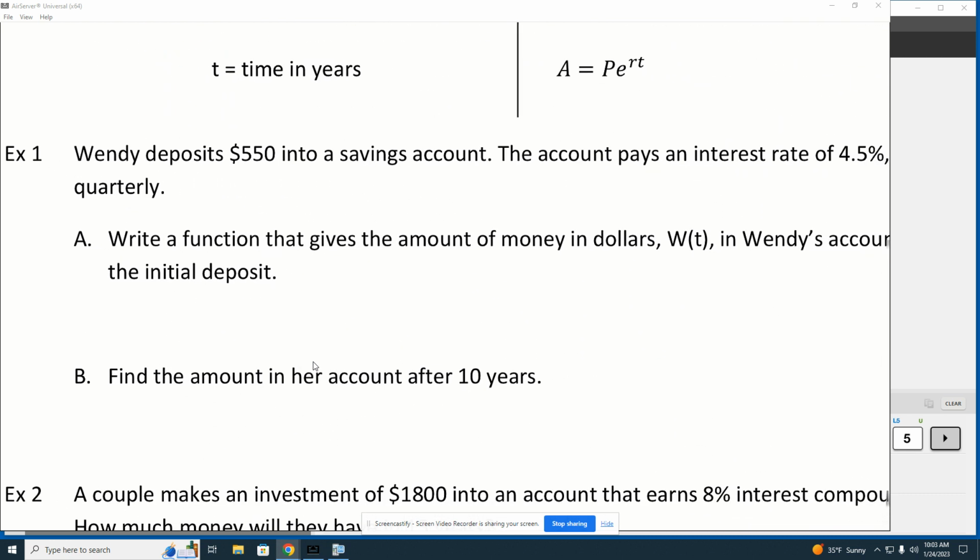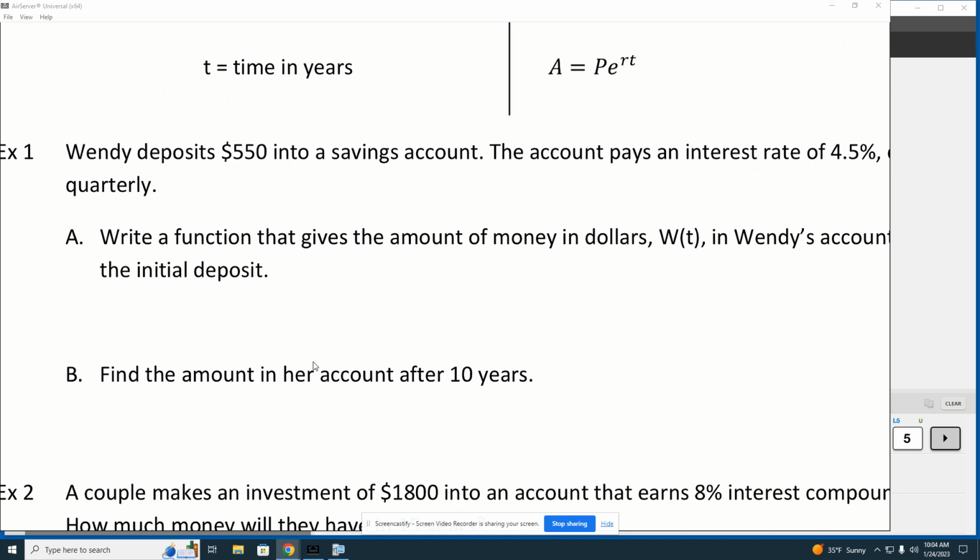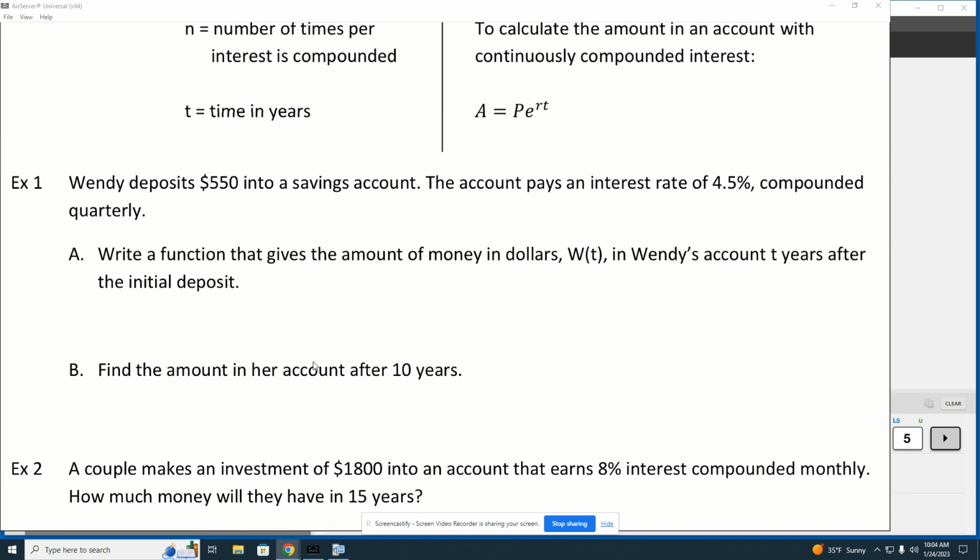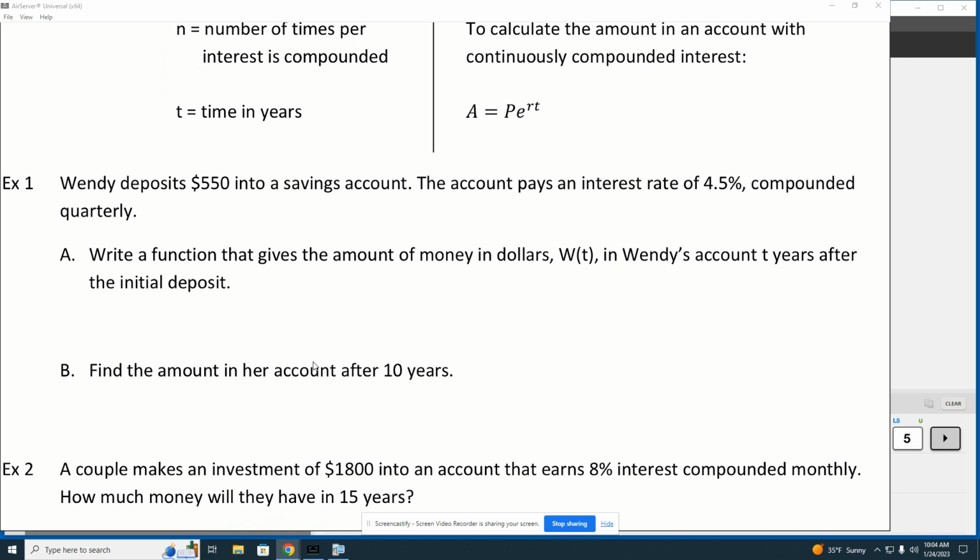Example 1. Wendy deposits $550 into a savings account. The account pays an interest rate of 4.5% compounded quarterly. See, they're going to tell you compounded blank. That's how we know it's compound interest. You got me? It's not going to be rocket science. You're going to have to read a problem and decipher on your own whether it's compound interest or appreciation. It's literally going to say it. Just like this said, compounded quarterly.